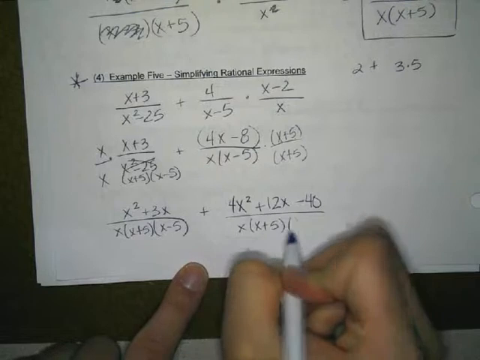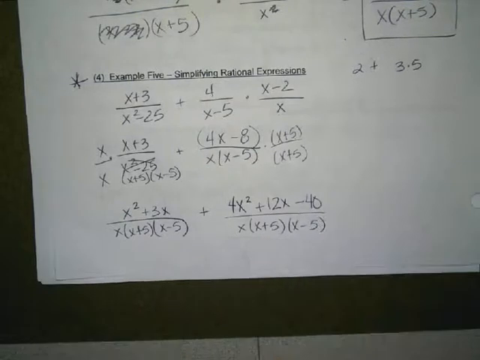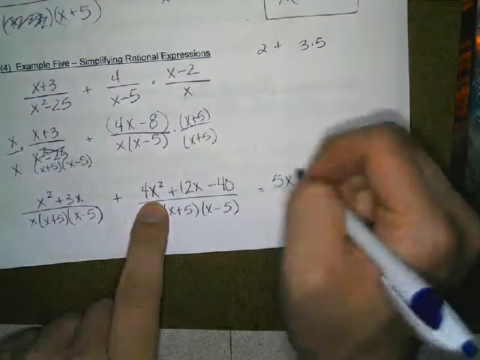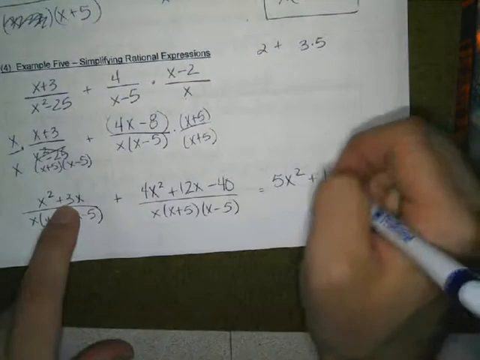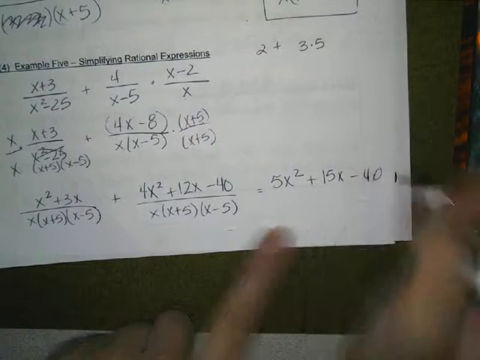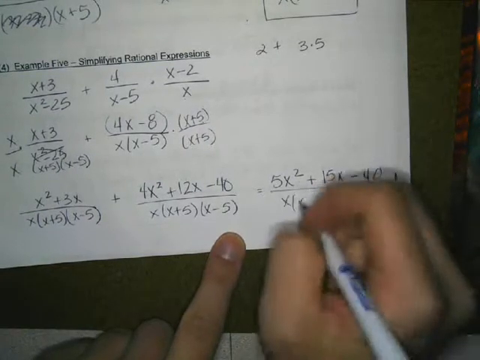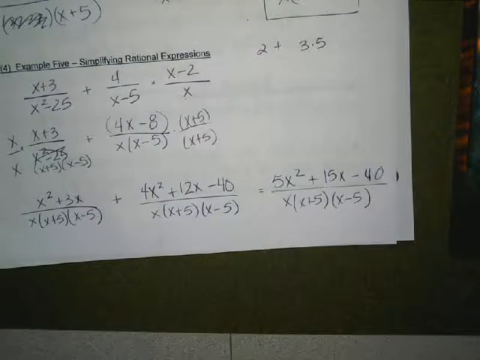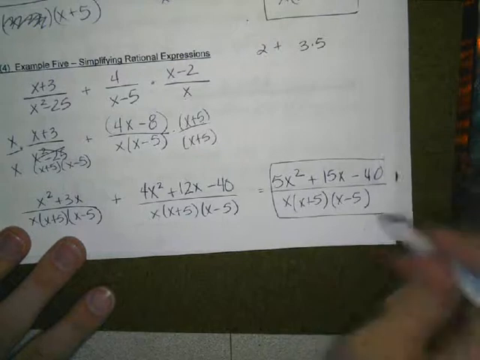Okay. Am I all set to add now? Yeah, because I have common denominators, so I'm good to go. So we're just going to add across the top. When you add across the top, you add like terms, so x squared plus 4x squared gives me 5x squared. Then I should have 15x minus 40. And can I leave it like that, or do I have to do anything else? Yeah, I can leave it like that. Just box it and that's your answer. Okay.